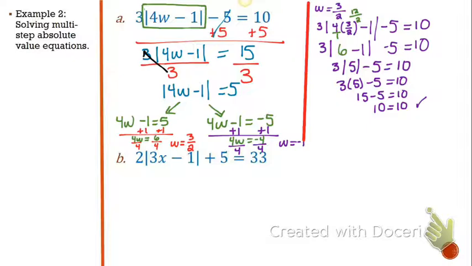So now let's go ahead and check the second one, negative 1. So this one is a little simpler. 4 times negative 1 is negative 4. Take away 1, we get negative 5.